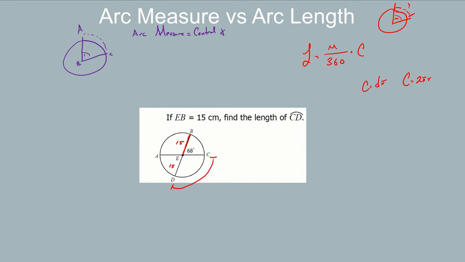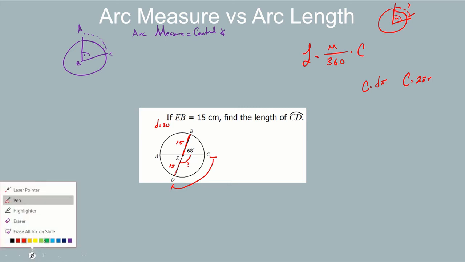So 15, that means over here on this side, it's also 15, which is telling me that my diameter is going to be 30. So let's leave it like that. So my diameter is 30. I said find the arc length of CD, which is telling me that I first got to figure out what is that central angle for the arc CD.